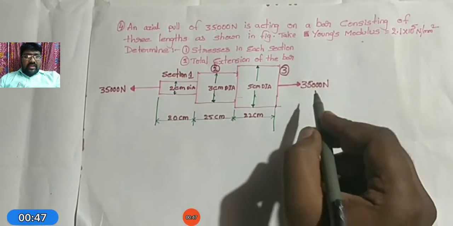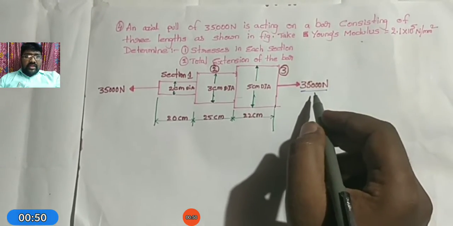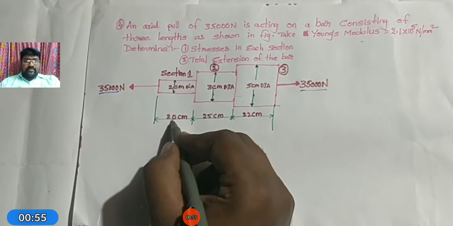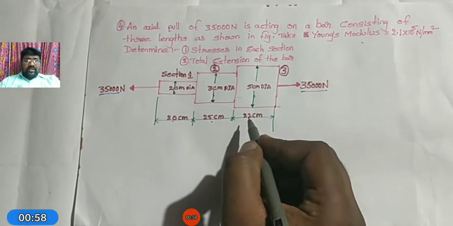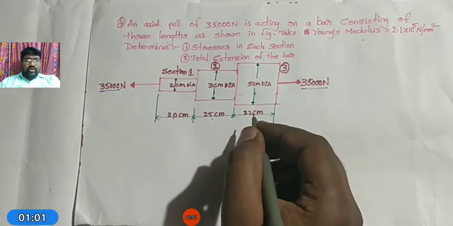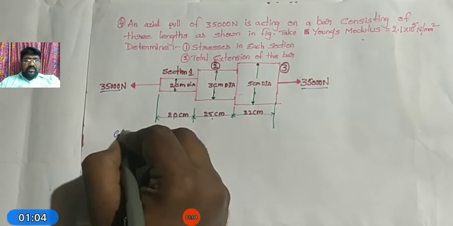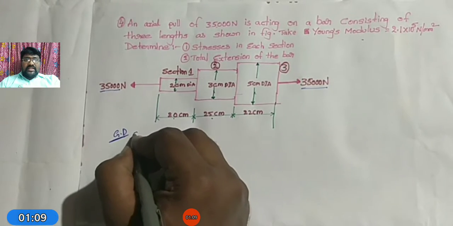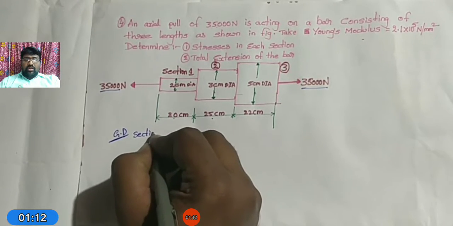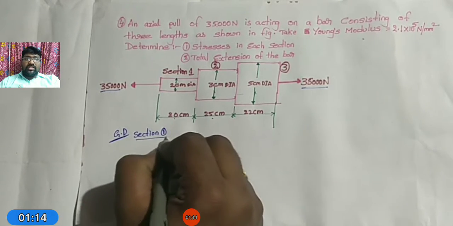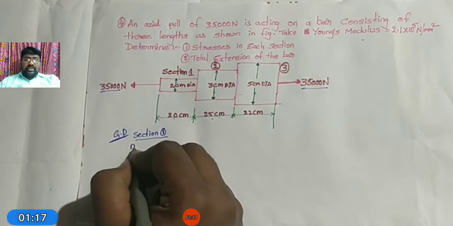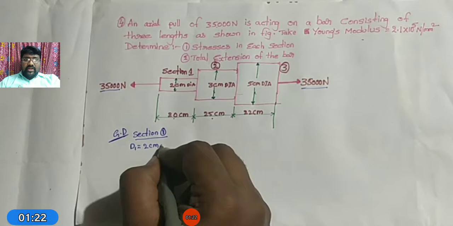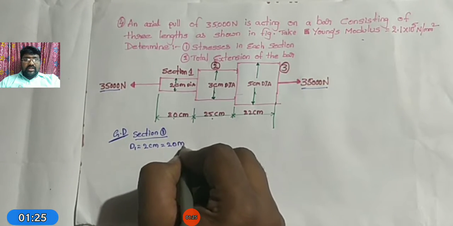These sections have different lengths and diameters, and the load of 3500 is applied on both sides. The lengths of the sections are 20, 25 and 22 centimeters, with different diameters. We need to calculate the change in length. Previously we solved a problem where a uniform bar is subject to load, and based on that we calculated the change in length. But in this problem the cross section is varying, the diameters and lengths are changed, so consider this section.